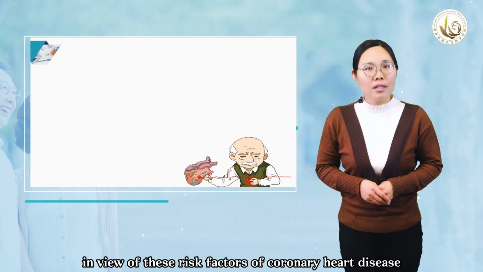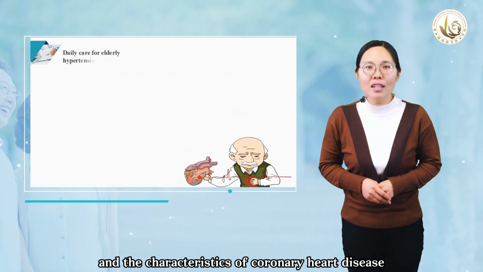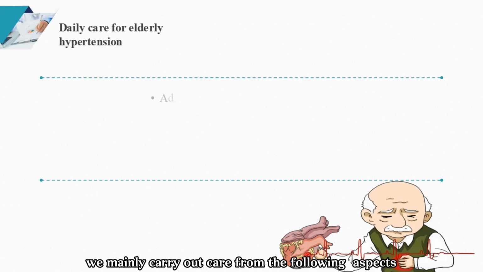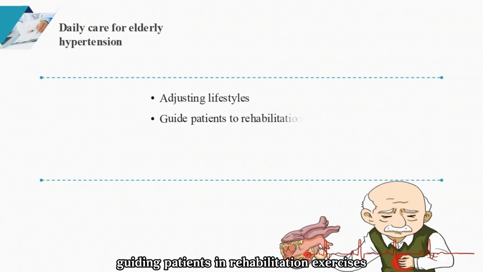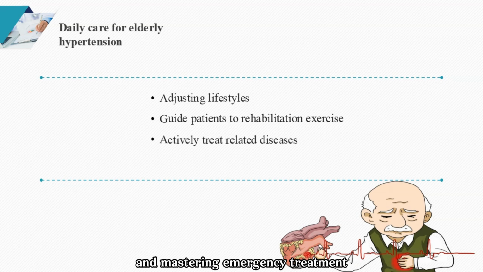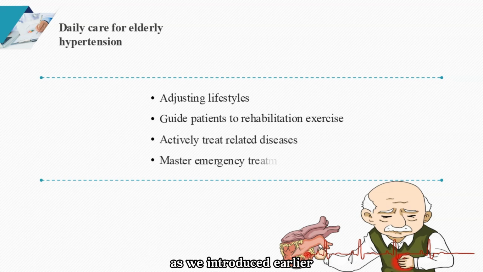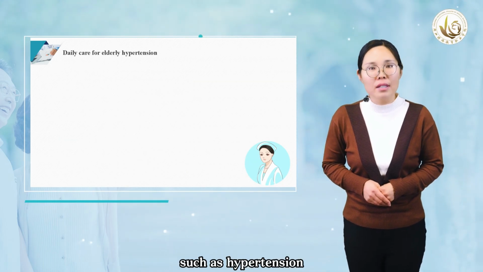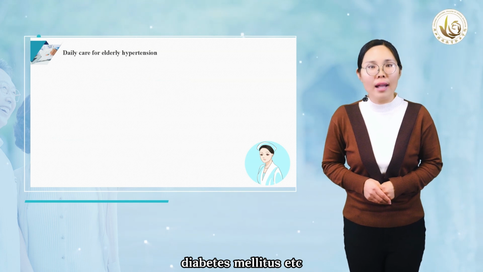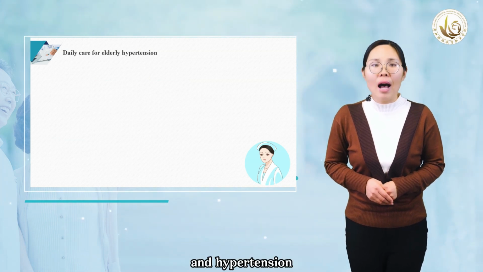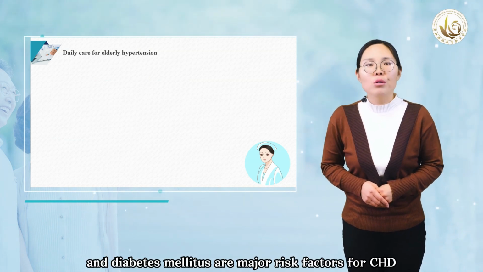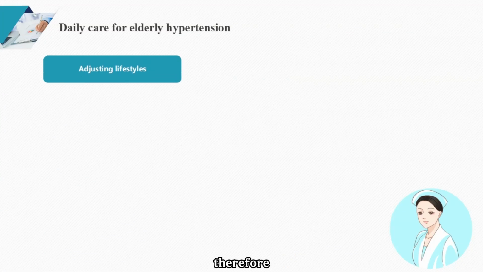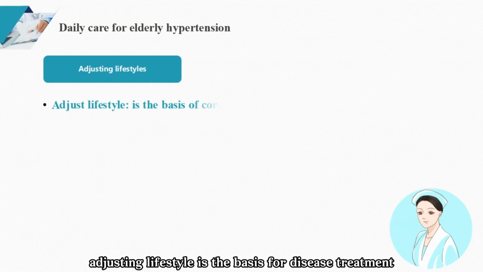In view of these risk factors of coronary heart disease and its characteristics, we mainly carry out care from the following aspects: adjusting lifestyle, guiding patients in rehabilitation exercises, actively treating related diseases, and mastering emergency treatment. As we introduced earlier, an unhealthy lifestyle is a common risk factor for chronic diseases such as hypertension and diabetes mellitus. And hypertension and diabetes mellitus are major risk factors for CHD. Therefore, adjusting lifestyle is the basis for disease treatment.